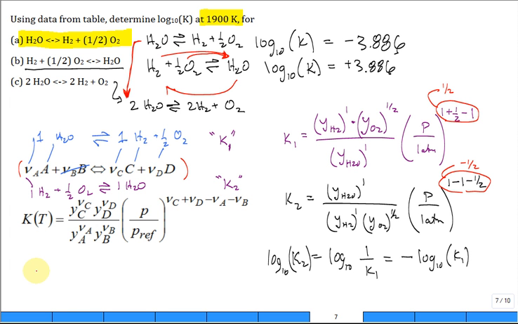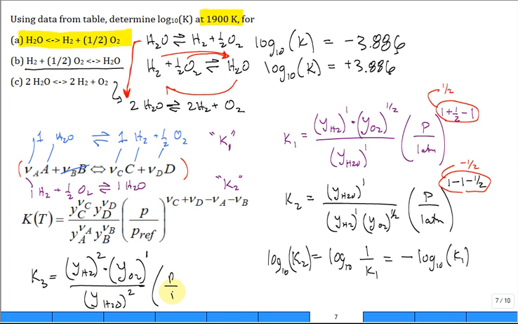So think about this reaction equation, K3. So K3 will be equal to y of H2, but now y of H2 is to the exponent power 2 because that's the stoichiometric coefficient in front of the hydrogen, times y of O2, but not to a half now, it's to 1, divided by y of H2O to the power 2, P over 1 to the power, not a half, but it'll be 2 plus 1 minus 2, it'll be 1.